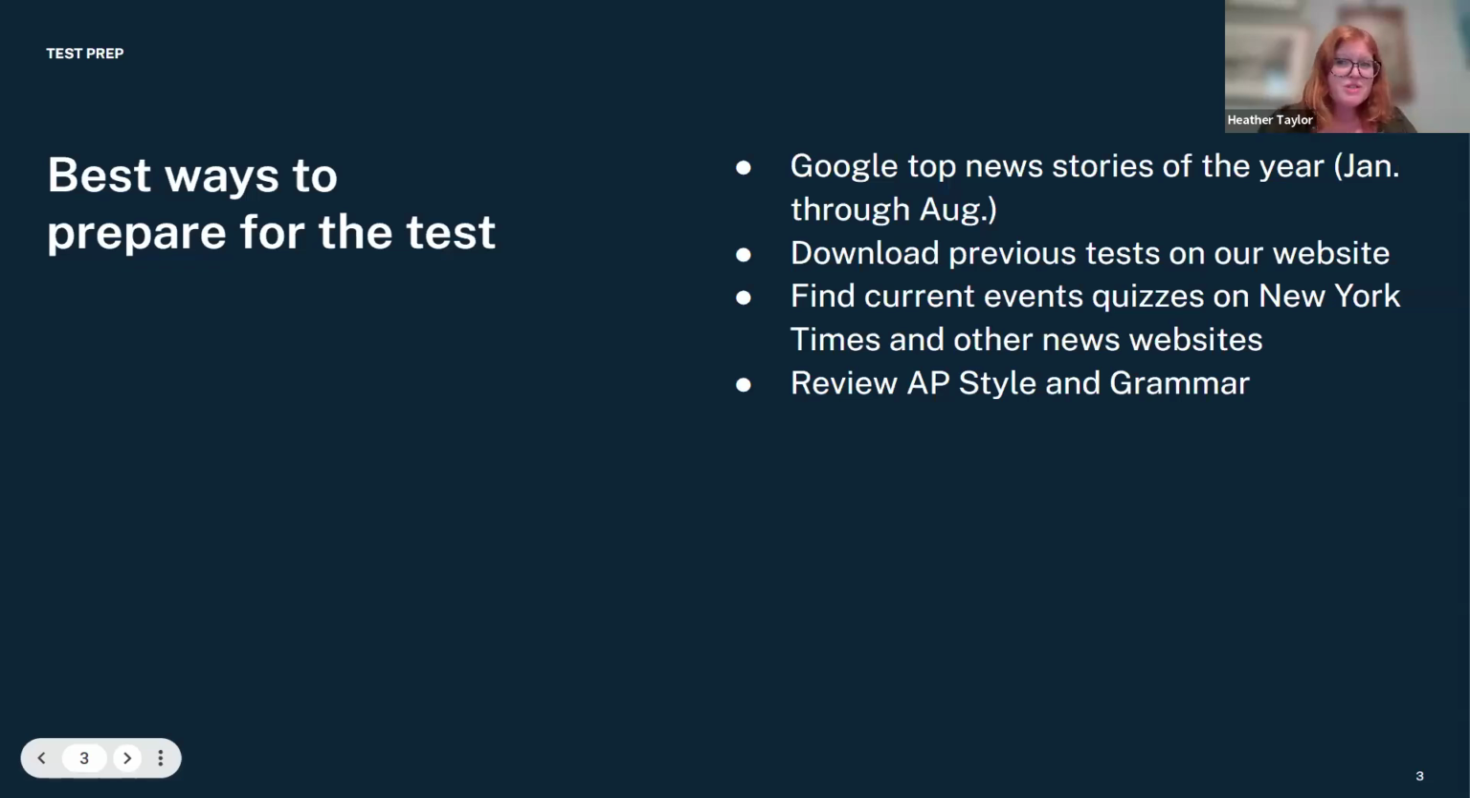Download previous versions of our test. That's a really good way to see what kind of questions we ask, the style of questions. It's just particularly helpful when we get to the AP style and grammar sections because we have 10 years worth of tests on our website. And AP style and grammar don't change that much. So you can definitely have a deep well of questions to sort of test your knowledge in those areas. New York Times also has a really great current events quiz. It's a great way to start trying to refresh your memory from going back throughout the year of like what were the major news stories.